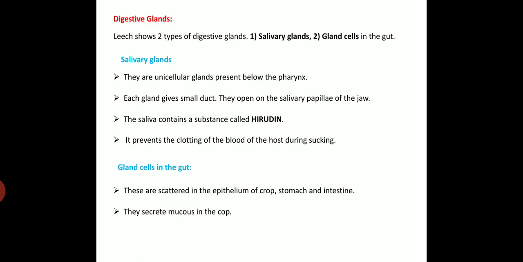Second, the gland cells which are present in the gut, which are scattered in the epithelium of the crop, stomach and intestine, and these secrete mucus in the crop.